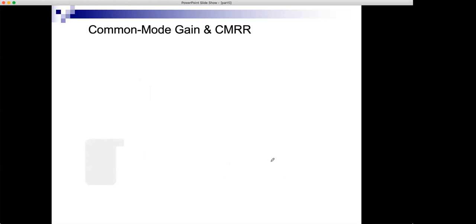Common mode gain and CMRR. Well, what is common mode gain? Now we just said that there is no gain when the inputs are equal. Why are we mentioning gain for common mode?